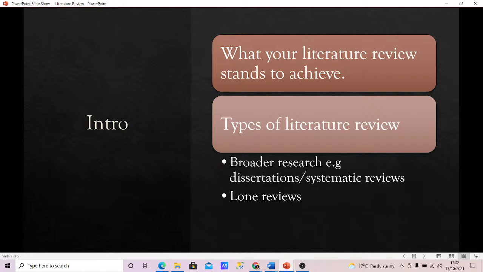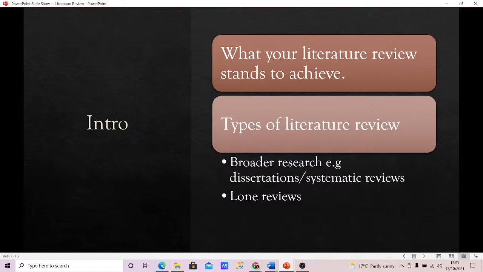Now, when it comes to students, when you are given an assignment to write a literature review, the literature review in this sense can be on a broader sense. It might be a part of a particular research, in the form of a dissertation or a systematic review, or it might be a lone review where you have to do a 3,000 word count literature review on a particular topic. So, in that sense, you're not trying to arrive at any justification. You are just carrying out a literature review to show what has been done in relation to that particular topic. And based on what has been done, what can you synthesize from it? So, that's for lone reviews.